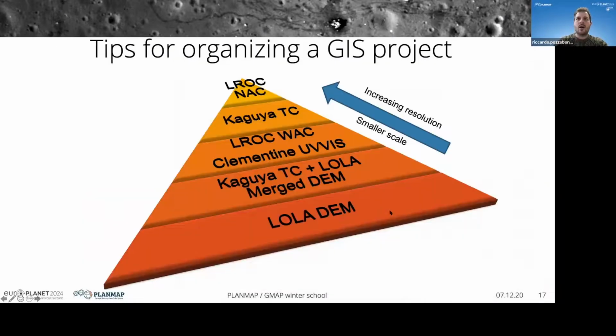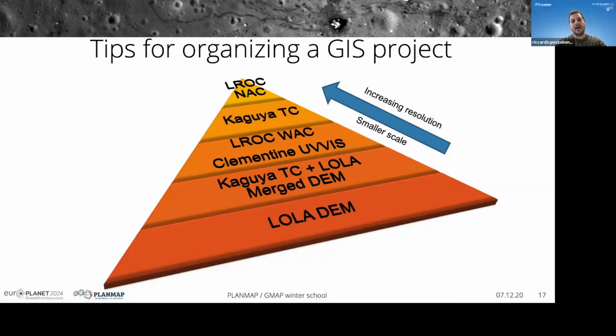So how to organize a GIS project? So Alessandro before talked about raster layers, on top of which we will make our mapping with our polygons and vector data. So the advice is to build, let's say, a context by using the low resolution data, such as the LOLA DEM or the Kaguya terrain camera at 10 meter pixel, or the WAC at 100 meter pixels. Just stay at the bottom, and on top of them, you can start piling up higher resolution images.